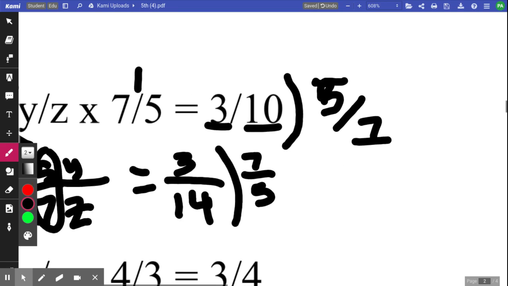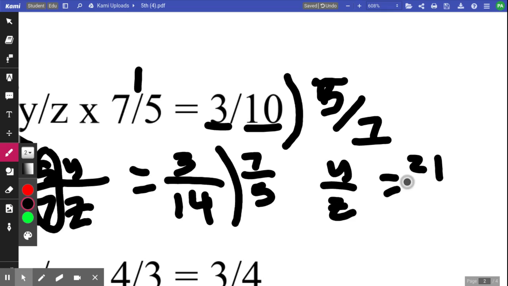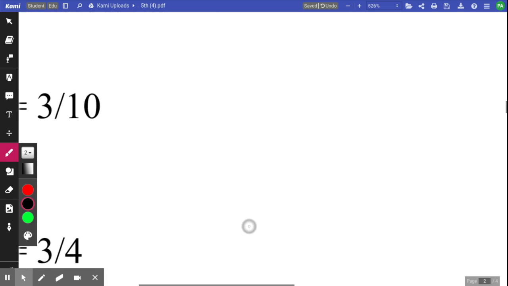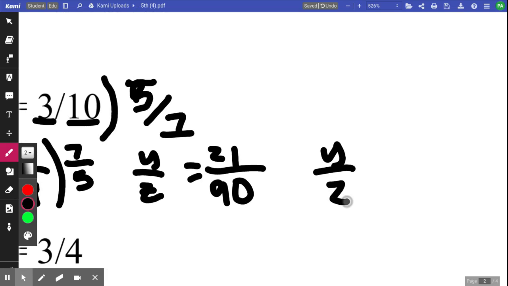I know it seems like we're going back, but I promise it's not. And then you get y over z, multiply 7 times 3, 21, 14 times 5, which we get 70. You can once again reduce 21 and 70 by dividing by 7. So it's 3 over 10.